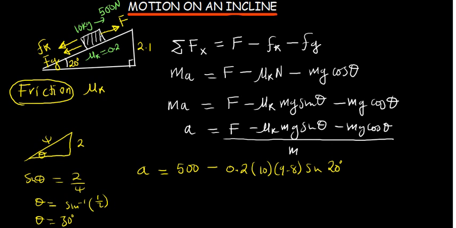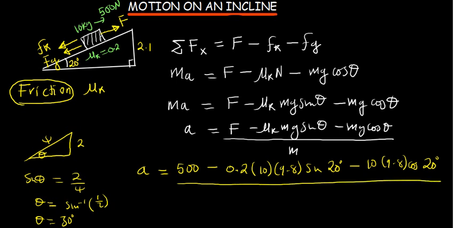But here we are using 20 degrees, not 30. So it will be minus mass again, that is 10, and then g, that is 9.8, and then cosine of the angle, that is again 20 degrees. Everything over 10, which is the mass. So let's determine the acceleration.